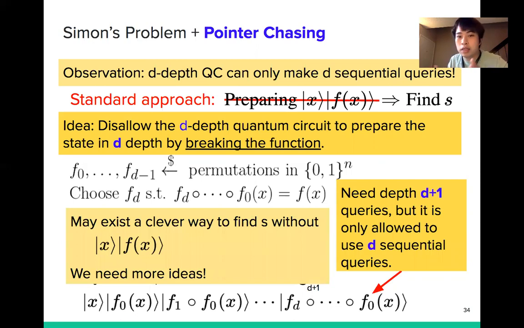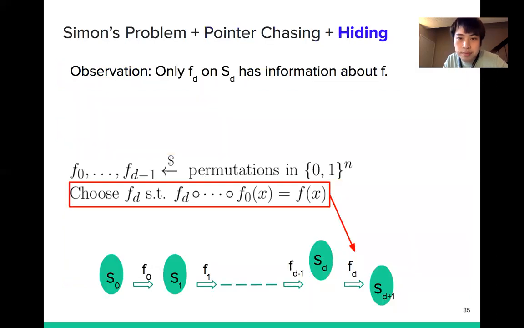So it seems that the standard approach doesn't work in this new construction, but we cannot rule out the possibility that there may exist a clever way to find s without x, f of x. So we need more ideas.